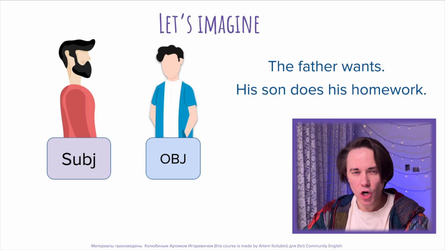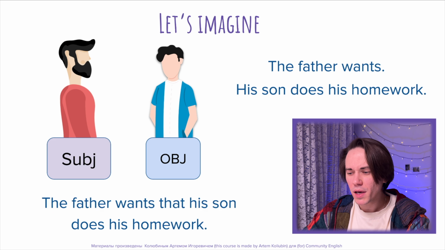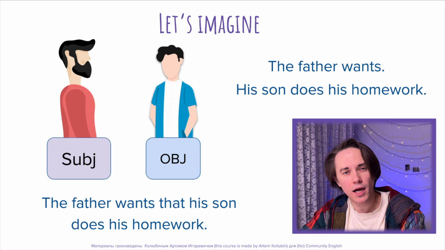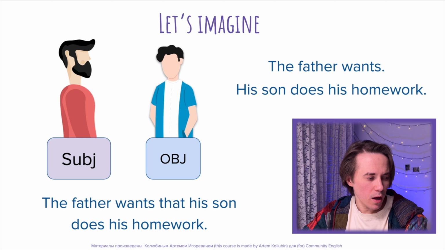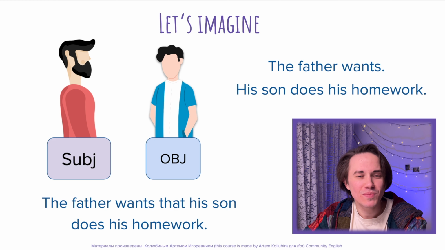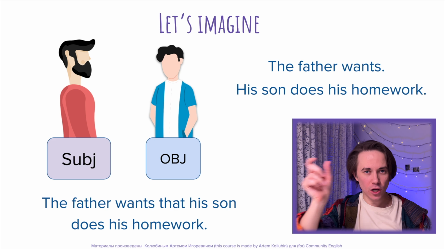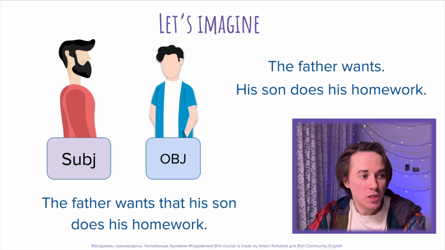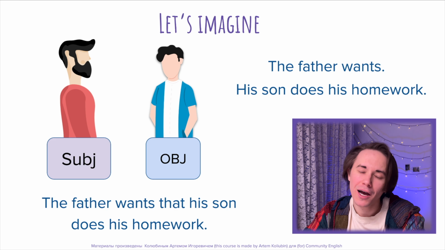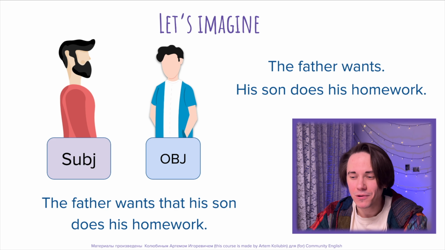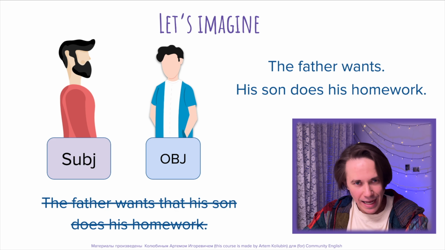So you already learned many ways to connect short sentences into long sentences. So maybe you would say, Artyom, why can't I just say the father wants that his son does his homework? Well, because in English we cannot do that. I'm sorry. We have certain verbs that cannot use that clause after them. And a big group of these verbs is called controlling verbs. Again, at least I call them controlling because they are used to control people. Want, for example. So that's not the way.